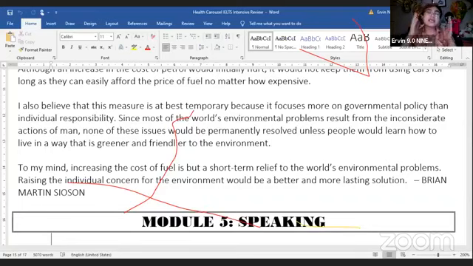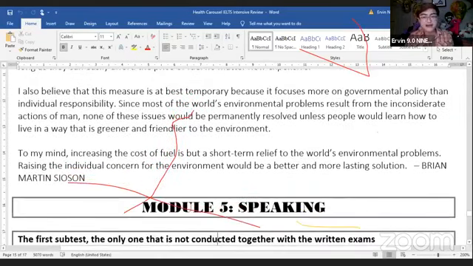He expressed the key points using not exactly the same words that appeared in the intro and in the body. So if we increase the cost of fuel, it's just a short-term relief. You really want to solve the problem? The best way is not to increase the cost of fuel, but raising the individual concern for the environment. That would be a better and more lasting solution. I've just presented Sir Brian Martin Shawson's 9.0 in writing.